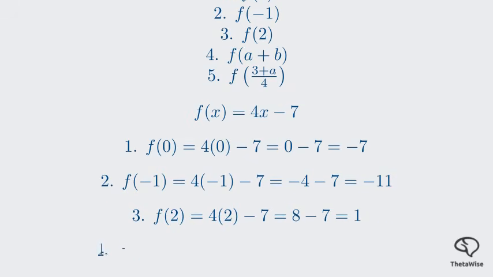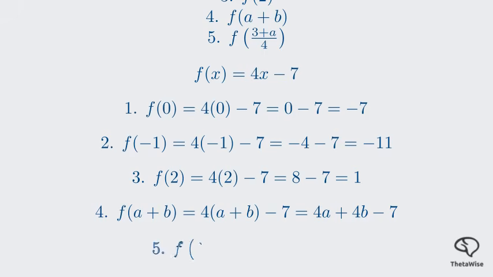This one is a bit different. For f(a plus b), we substitute the entire expression a plus b for x. We get 4 times the quantity a plus b, minus 7. Using the distributive property, this becomes 4a plus 4b minus 7.